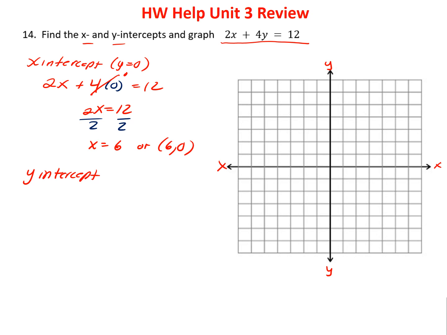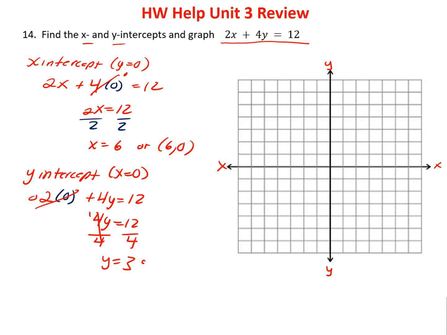Get that a little cleaner for you. So in this case, we're going to substitute x equals 0. And this time you see that goes to 0, so I simply have 4y equals 12. So we undo the 4 times y by dividing by 4. That's 1. And we get y equals 3, or the point where x is 0, 3.